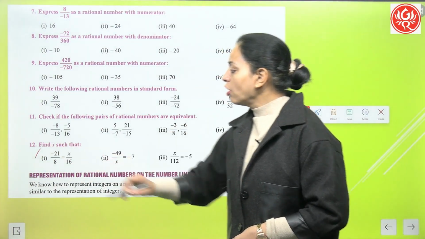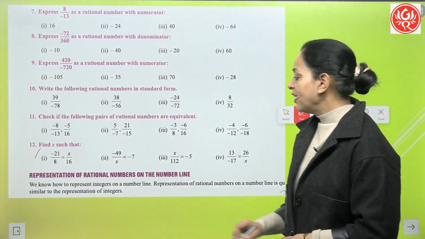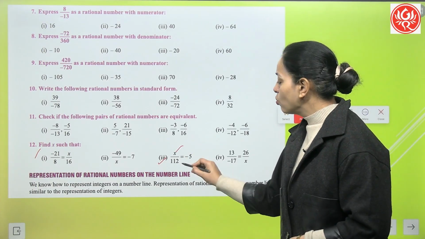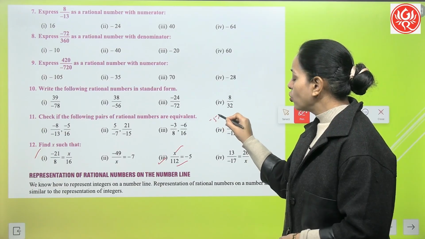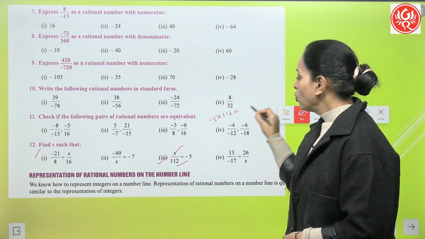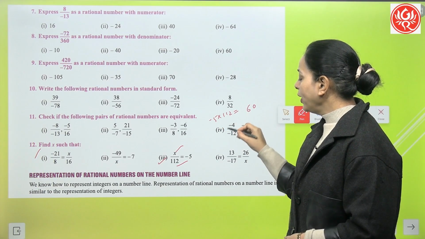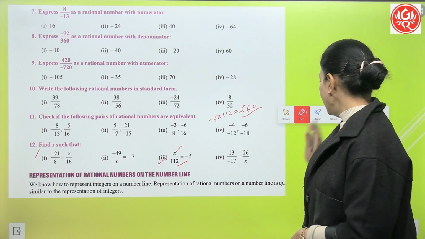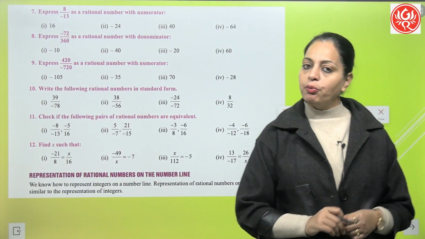Now the 12th question, find x such that, like here third part, x कैसे find करें? x equals minus 5 into 112. दोनों को multiply कर देंगे, right? Minus 560. Similarly, you can try the remaining parts.